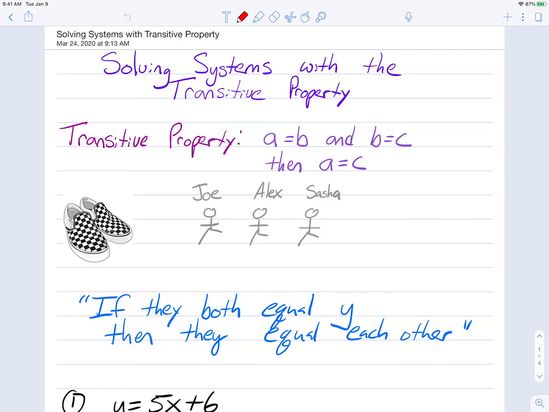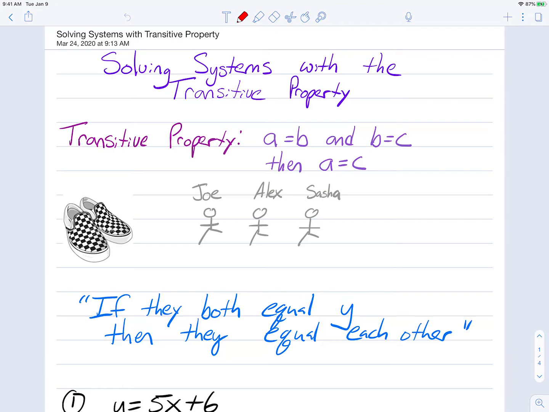So this is one that we have gone over before, but it's one that you're going to be seeing always, so it's a good review to start off with too. So we're going to be doing solving systems with the transitive property, and I'm not sure with Algebra C or Math Lab if I've actually talked specifically about the transitive property. So here it is. The transitive property says if A equals B and B equals C, then A equals C.